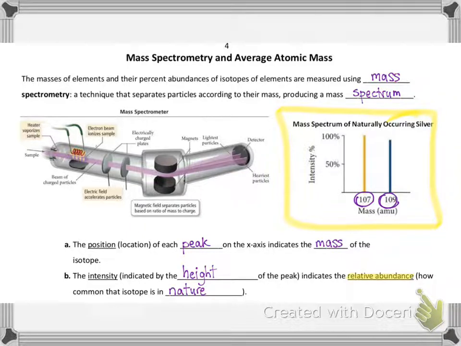So you will need to be able to do a couple of different types of calculations here. First, if we give you the percent abundances, either from a mass spectrum or just because we told you, you have to be able to calculate the average atomic mass. Or if we give you the average atomic mass, you have to be able to go backwards and figure out the percent abundance or the mass, whatever you don't have. So let's go ahead and just review how that math works.